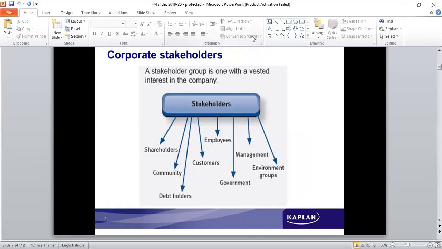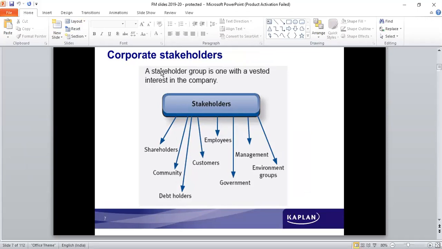Okay, have a look at who are these stakeholders of a company. The corporate stakeholders. Stakeholders are anyone whose interest is there in the company. They have vested their interest in the company. A stakeholder group is one with a vested interest in the company. First one we see among the stakeholders is shareholders who contribute their capital to the company. They invest their amount in the company. They contribute their capital to the company.